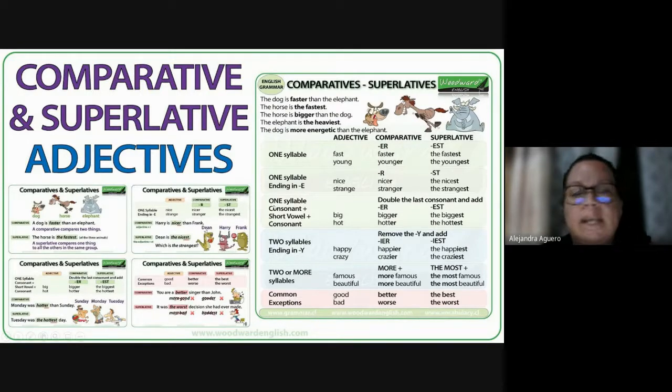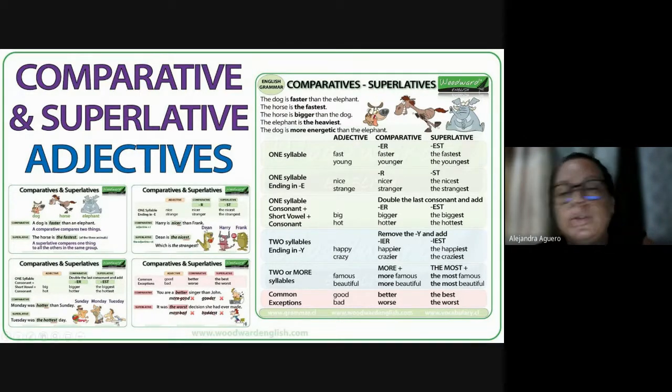When we have one syllable or short word that is consonant, vowel, and consonant, we double the last consonant. Only in the case that we have consonant, vowel, and consonant. In short adjectives, for example, big, bigger, we double G. Hot, hotter, we double the T. The biggest, again, we double the G. And this is the case only when we have consonant, vowel, and consonant.